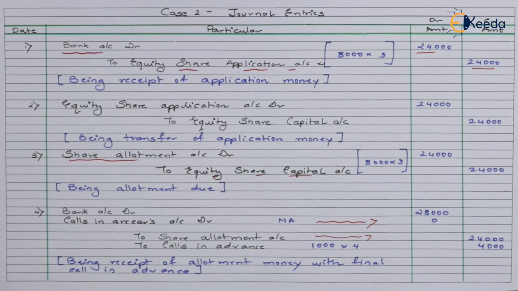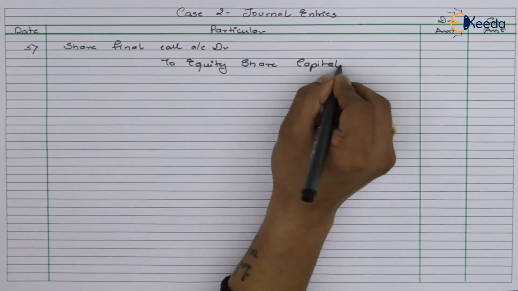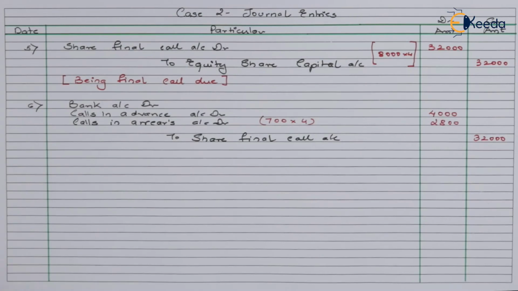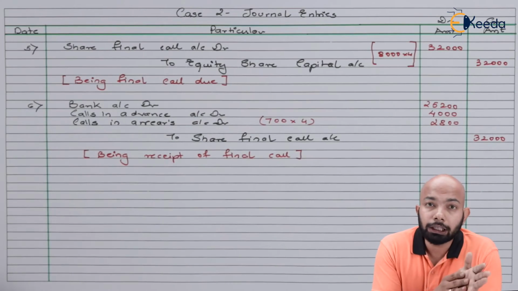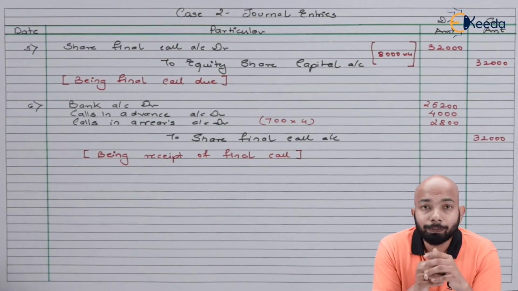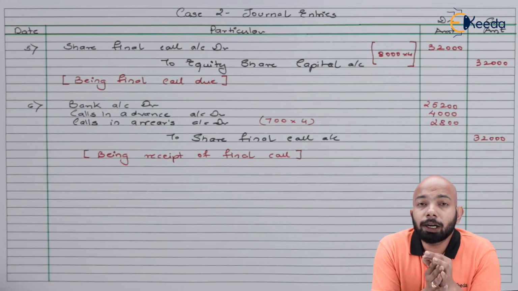Now we'll move on to the next set of entries, whereby we'll be going forward with the due of final call and receipt of final call. Let's start with that. Now that we have mentioned all the entries related to final call due and final call receipt, we'll pass the entries that we have mentioned for final call due. That will be final call due to equity share capital. The amount here is 8,000 multiplied by 4 rupees, that is 32,000 in total that we are supposed to receive.